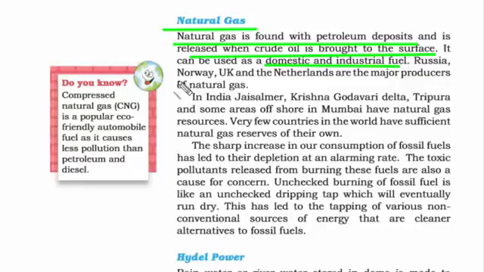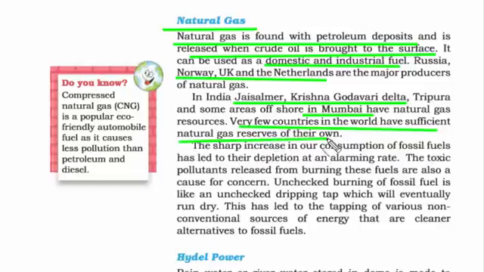Some of the major producers of natural gas are Russia, Norway, UK and the Netherlands. So mostly the European nations are the major producers of natural gas. That's why you see most of the European countries, they look very serene and beautiful because they don't have much carbon emission because they use such clean natural gas. In India, we extract natural gas from Jaisalmer, Krishna Godavari Delta, Tripura. Very few countries in the world have sufficient natural gas reserves of their own. For example, India imports natural gas from Sudan, Syria, Iran and Nigeria.